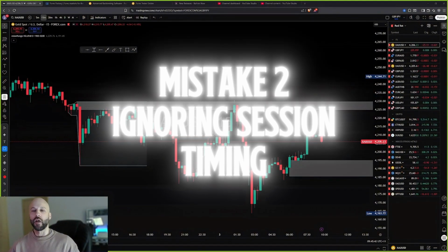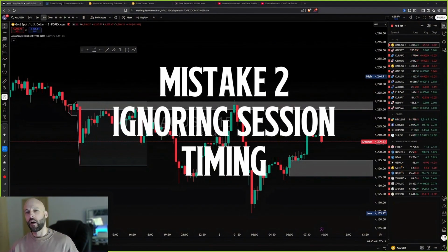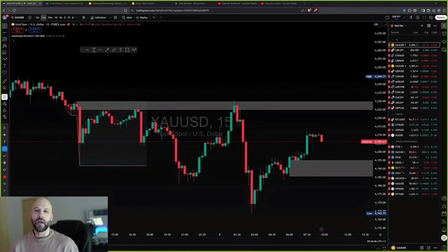Mistake number 2, guys, and I must put my hand up because I fall for this mistake sometimes myself, and that is ignoring session timing. The main thing I mean by that is gold will tend to behave a little bit differently at the open of a session, whether that be the very open of the Tokyo session, the very first candle, the candle open of London session, or the NY session.